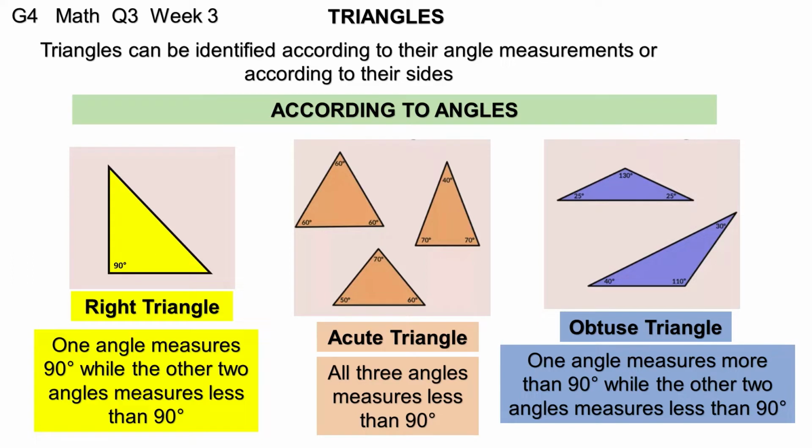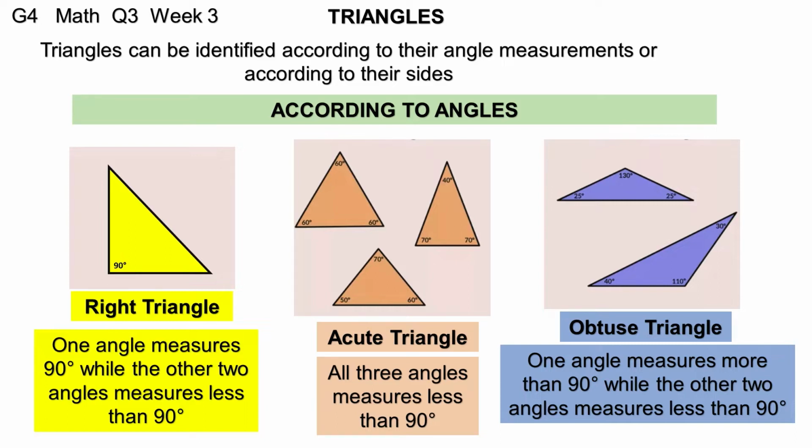Acute triangle. An acute triangle has all three angles measuring less than 90 degrees. So kapag lahat ng angles ay less than 90 degrees, that would be an acute triangle. So the first example is 60 degrees lahat. Nag-form siya ng triangle, that is an acute triangle. Another example, itong dalawa na 70 degrees, and yung sa taas niya is 40 degrees, that is an acute triangle.